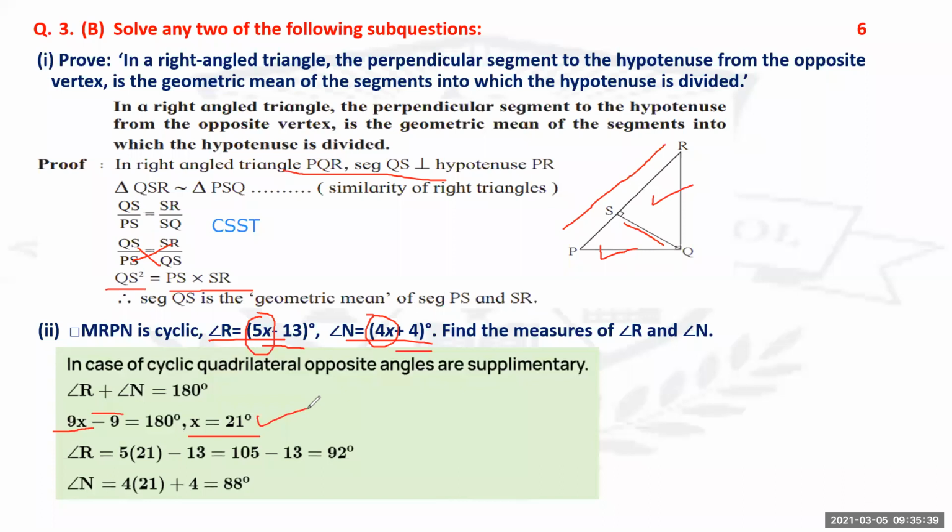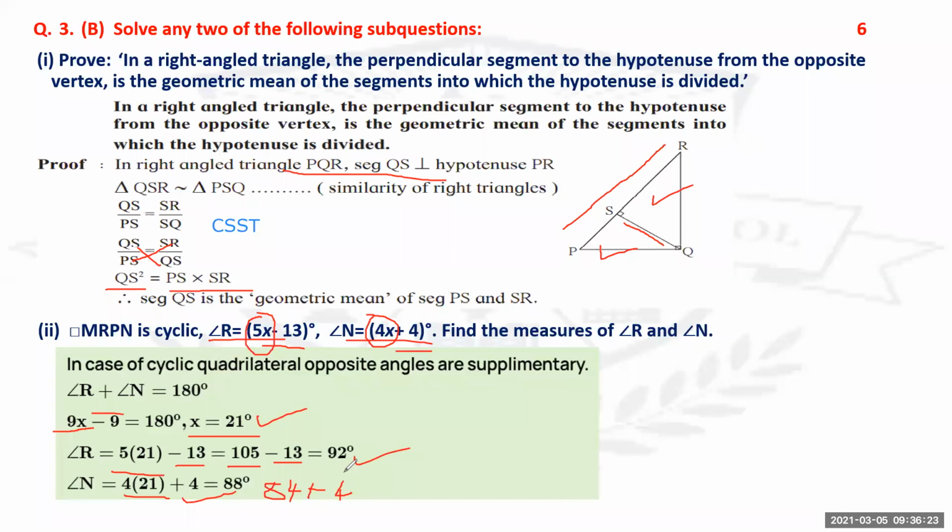Is this clear to all the students? Now, once you get the value of x, you just substitute that. So 5x minus 13 is written as 5 into 21 minus 13. So 5 into 21 is 105, minus 13, that is 92 degrees. Next, 4x plus 4. So 4 into 21 is 84, plus 4, so 84 plus 4 will give you 88.